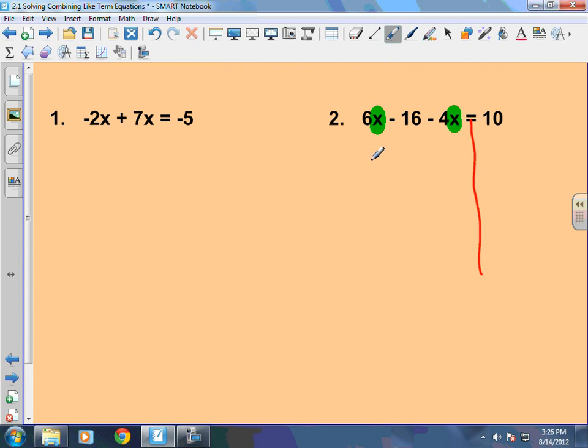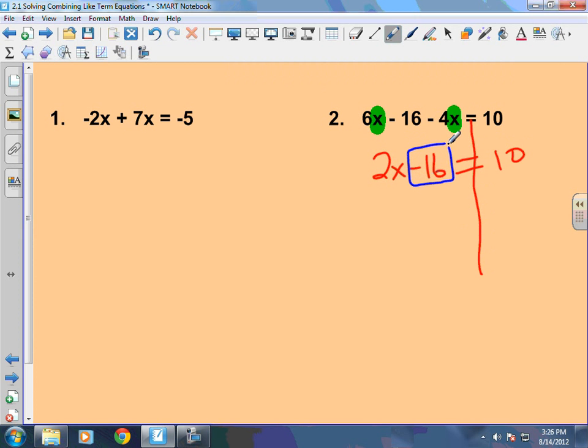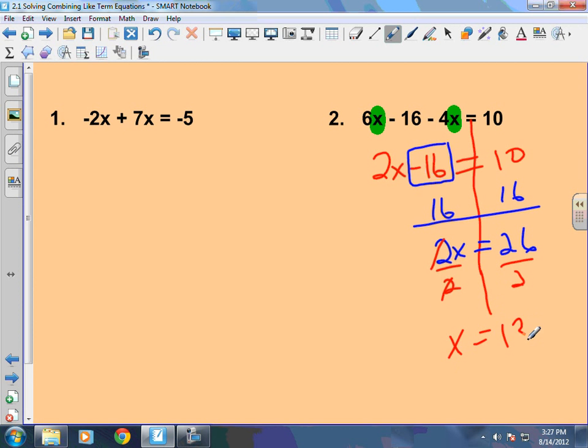6 minus 4 is 2x minus 16 equals 10. We combined like terms first. Now we're going to do exactly like we did with two-step equations. Have to get rid of my constant first. That's a negative 16, so I'm going to add 16. 2x equals 26. I divide both sides by 2. The 2's cancel. X equals 13. Okay?